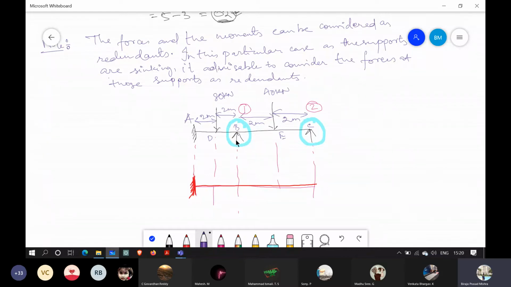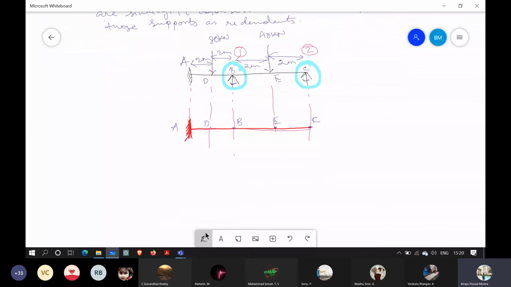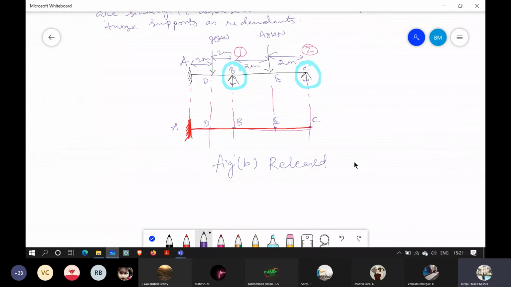So if I remove these supports, the support at B and the support at C, this will be a cantilever beam now. Instead of a continuous beam, this has become a cantilever beam. So this is again A. This anyway we can call D. This is B, this is E, and this one is C. But here there are no supports now at B and C. So this one we call figure B, and this is the released determinate structure.